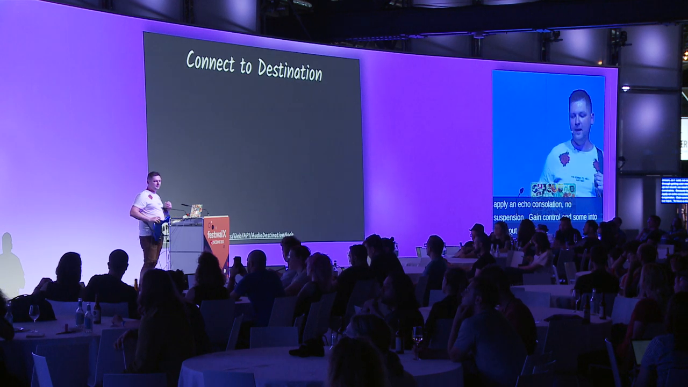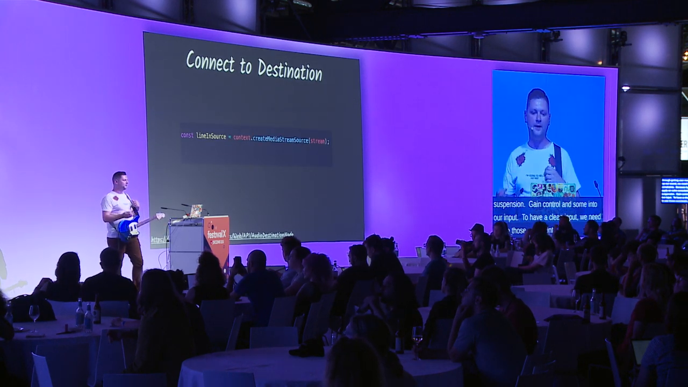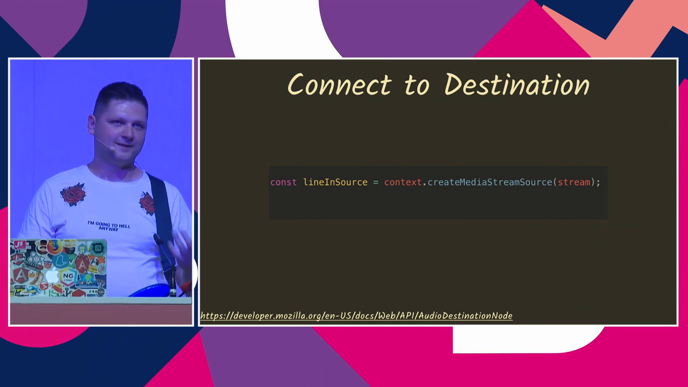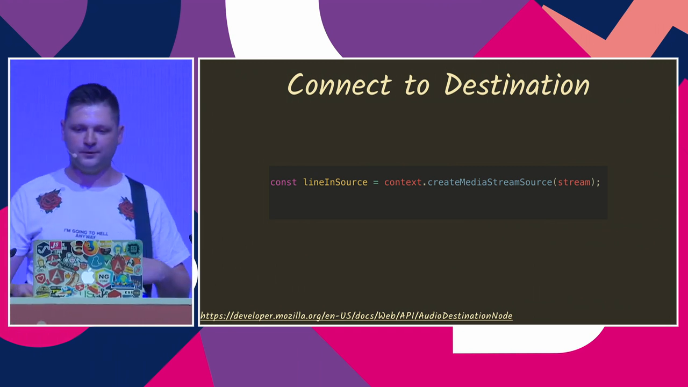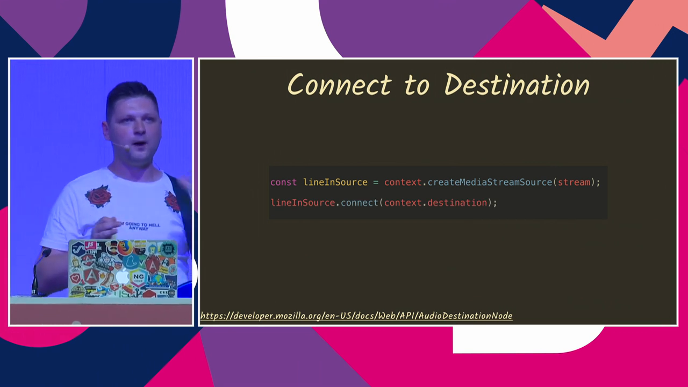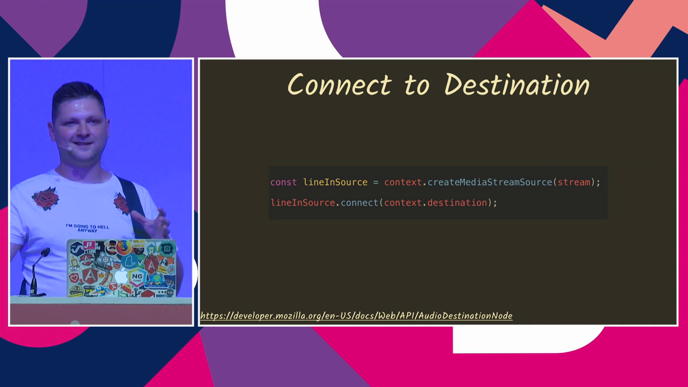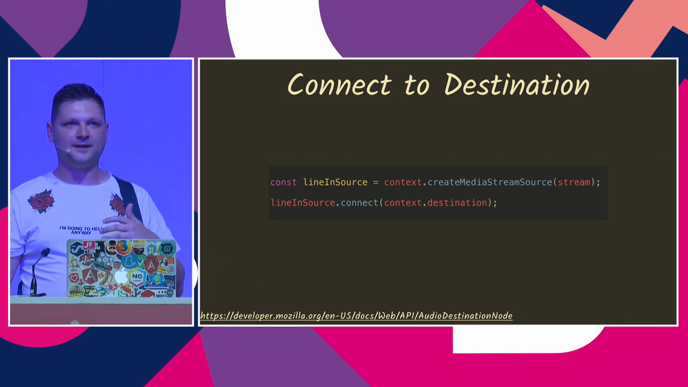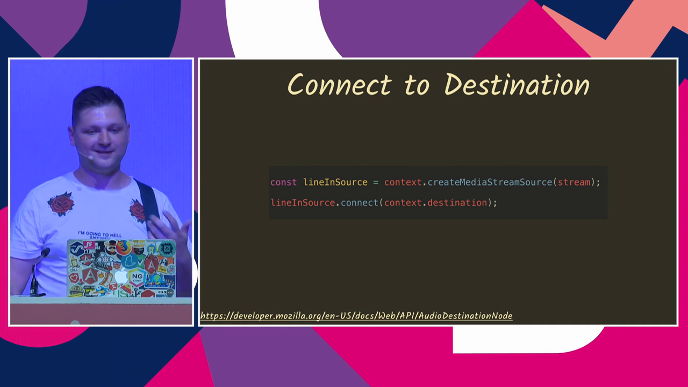And as the last step, we create a media stream source. That's the stream that goes through our input to the audio card. Then we connect our source with the context destination, that is our speakers or another destination that we can choose in our system.